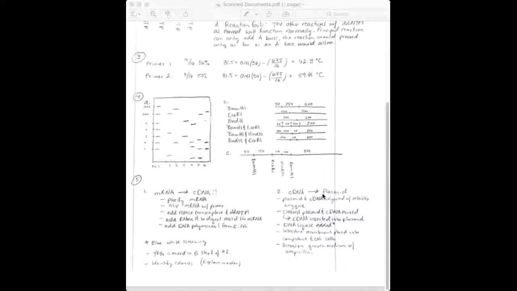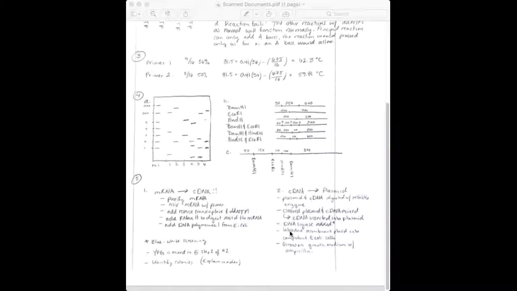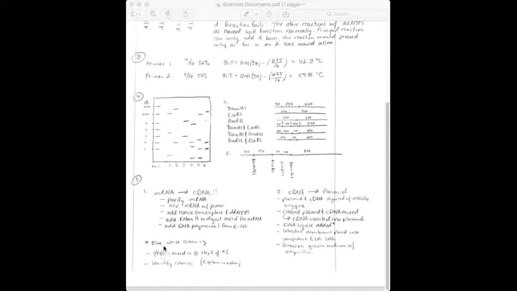So this is kind of where I left out the part for the blue-white screening, just to kind of get the idea of what's going on here. So the idea is we've got to have our plasmid and the chromosomal DNA we've come up with. Now what we've got to do is digest those both with a restriction enzyme.